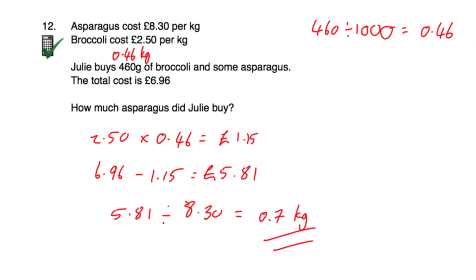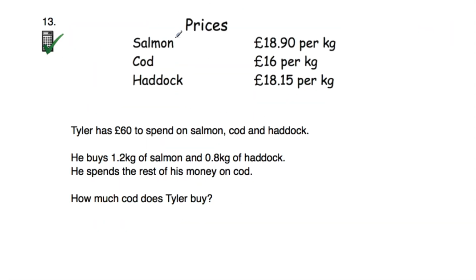Okay, let's have a look at our next question. So question number 13, we've got this price list for salmon, cod and haddock and how much they cost per kilogram. And we're told that Tyler's got £60 to spend on salmon, cod and haddock. He buys 1.2 kilograms of salmon, he buys 0.8 kilograms of haddock, and he spends the rest of his money on cod. How much cod does Tyler buy?